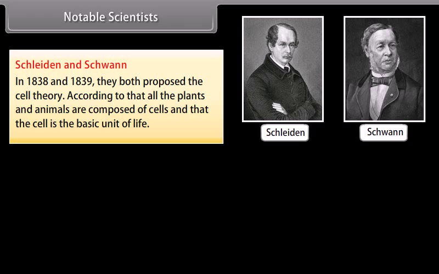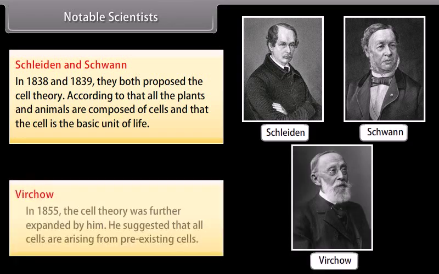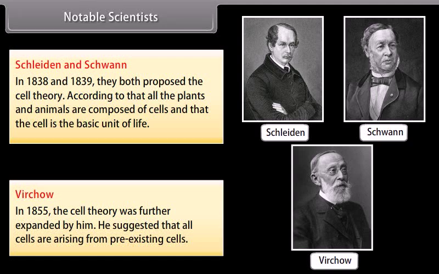According to that, all the plants and animals are composed of cells and that the cell is the basic unit of life. Virchow. In 1855, the cell theory was further expanded by him. He suggested that all cells are arising from pre-existing cells.